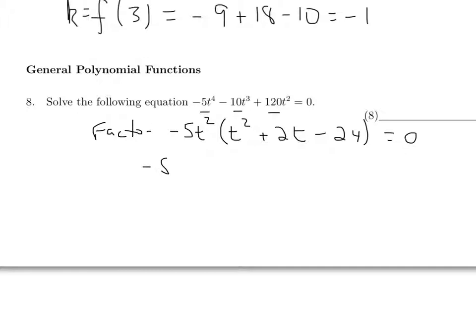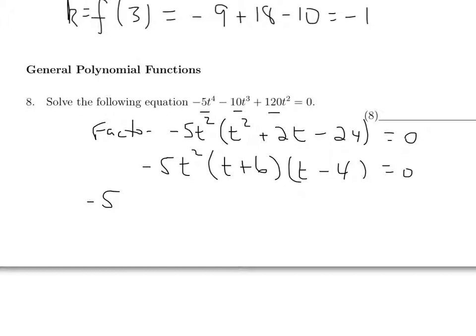Now I want to see if I can actually factor the quadratic using the methods that I already know. This would be a case where I need two numbers who have a product of -24 and a sum of +2. And this will happen when I have +6 and -4. My +6 and -4 will add up to 2 and multiply together to be -24. So this is my complete factorization.